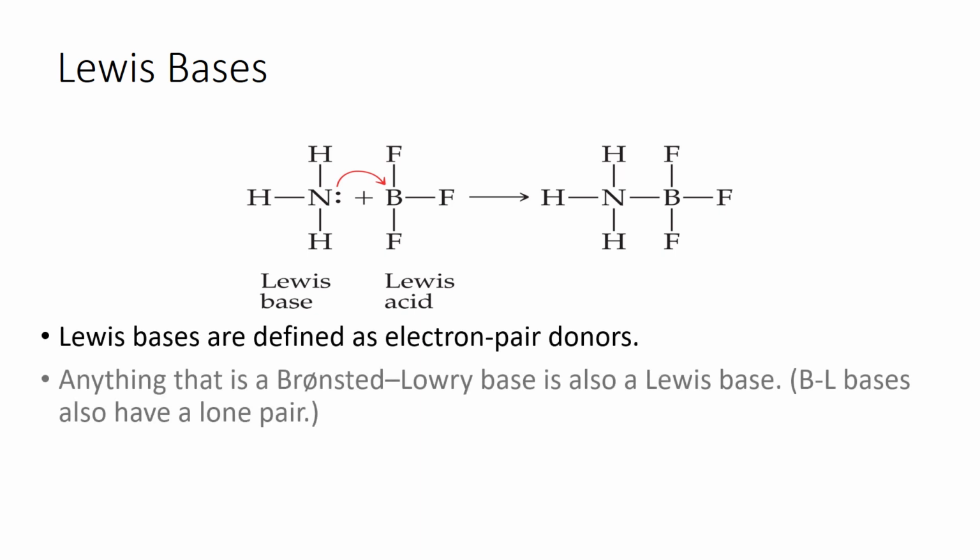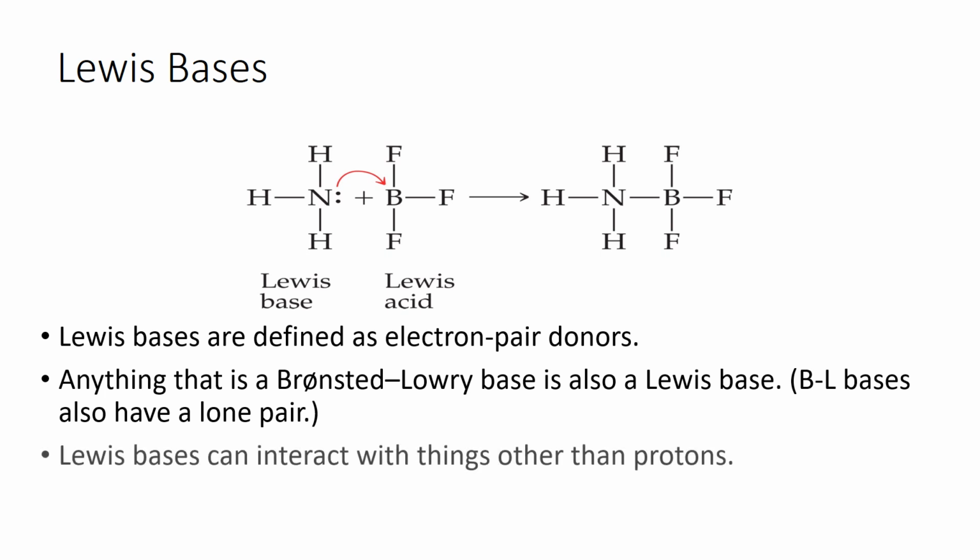Lewis bases, we've defined acids, so Lewis bases are defined as electron pair donors, as we've already seen. Another thing is that a Bronsted-Lowry base is also a Lewis base. Bronsted-Lowry bases also have lone pairs of electrons. So if it is a Bronsted-Lowry base, then it is also a Lewis base. And Lewis bases can interact with things other than protons. So it does not necessarily mean a proton transfer or the one that accepts protons.